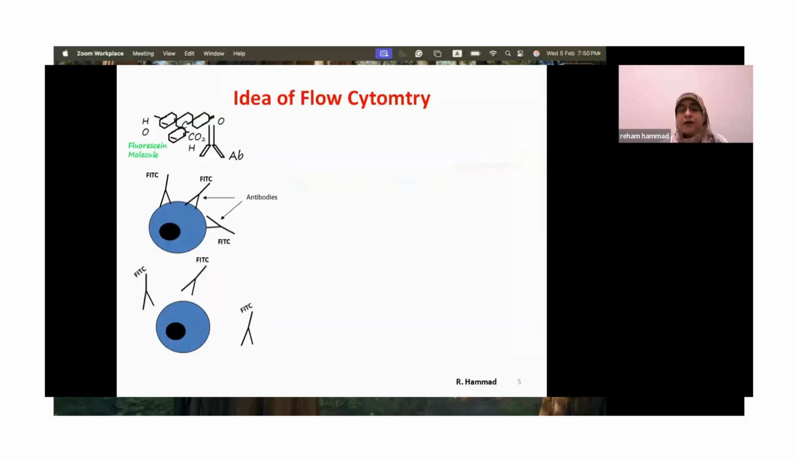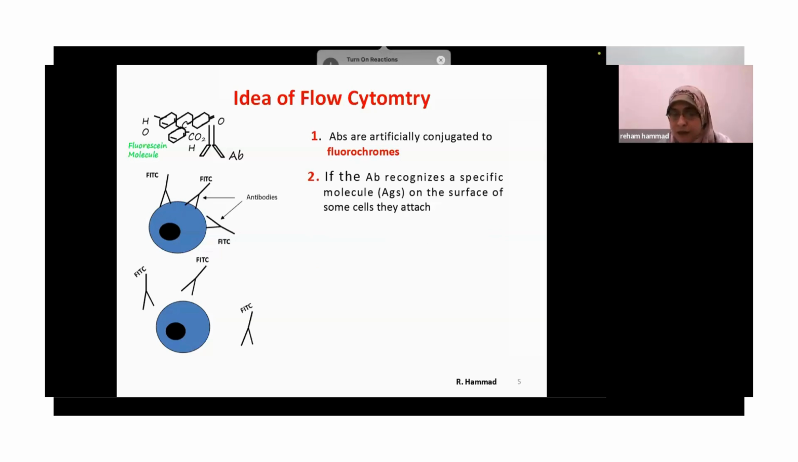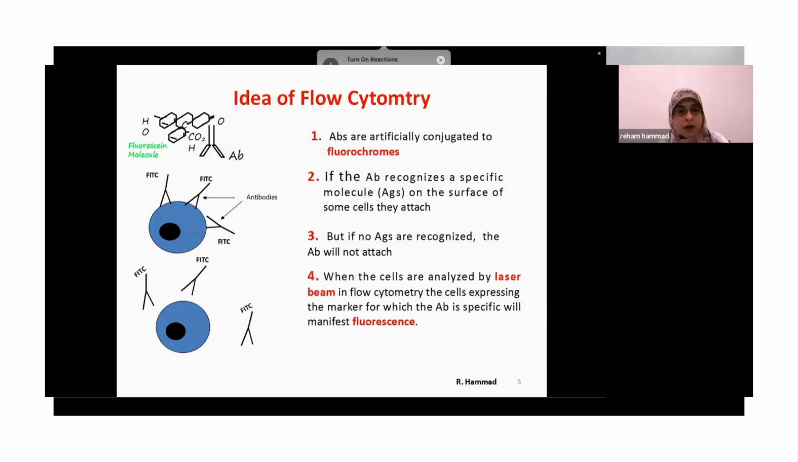So the simplified idea of its mechanism of action is knowing first that the antibodies are artificially conjugated with fluorochromes. This is the idea of the process. Then, if the antibody recognizes a specific antigenic structure on the surface of the cell, it is going to be attached to this cell. But if there is no antigen to be recognized, there will be no attachment. And so when you wash the cell, it is going to be washed away and it will not attach to the cell itself.